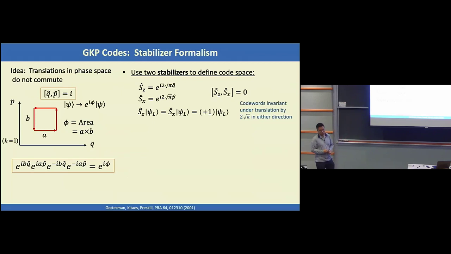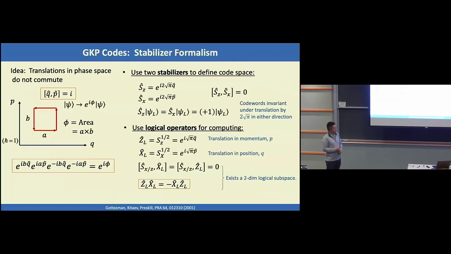The way to see it is to take a square root of the stabilizers, similar to what we do with the surface code. Then we find that instead of 2 root 2 pi, the displacement is the square root of pi along the position and momentum directions. And you'll find that these logical operators commute with the stabilizers, while the logical operators anti-commute with each other.